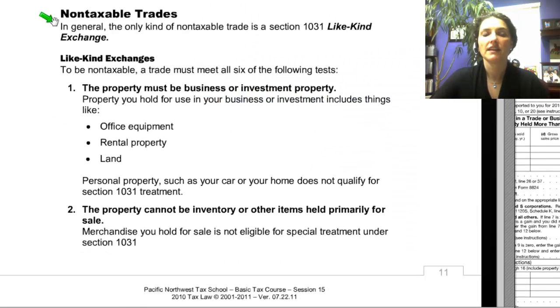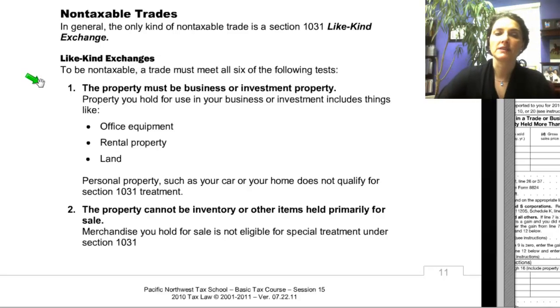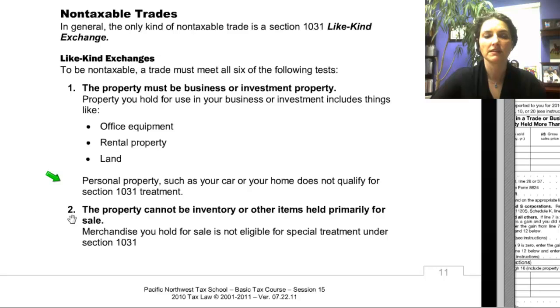Non-taxable trades. In general, the only kind of non-taxable trade is a Section 1031 like-kind exchange. To be non-taxable, a trade must meet all 6 of the following tests. Number 1, the property must be business or investment property. Property you hold for use in your business or investment includes things like office equipment, rental property, and land. Personal property such as your car or home does not qualify for Section 1031 treatment.